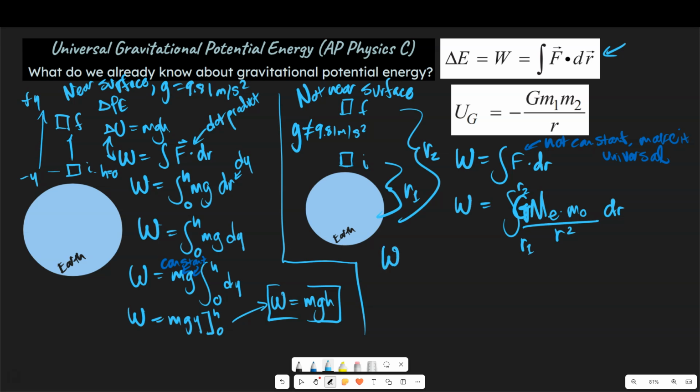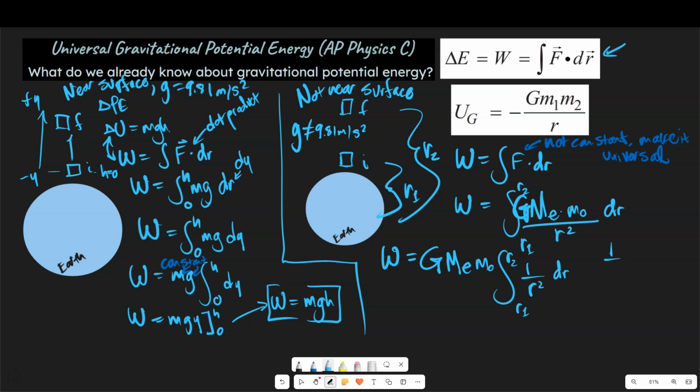Okay, well, let me clean this up a little bit. First of all, we can pull out of the integral anything that is a constant. So G is a constant, the mass of the Earth is a constant. Actually, the mass of the object is also a constant. So let's think about what's left. We are left with just 1 over r squared dr, where we're evaluating from r1 to r2.